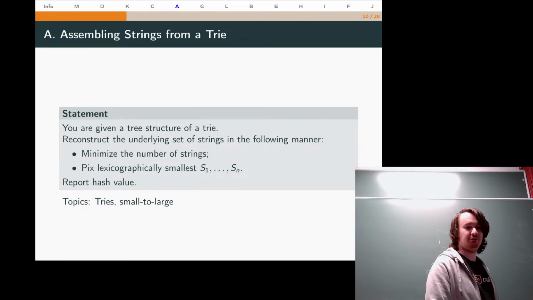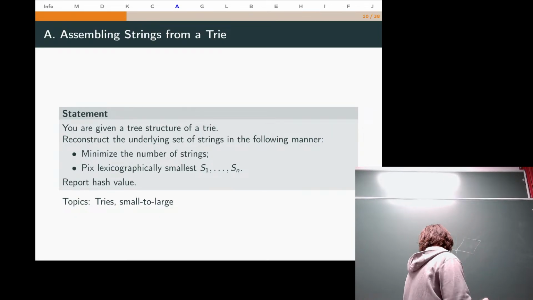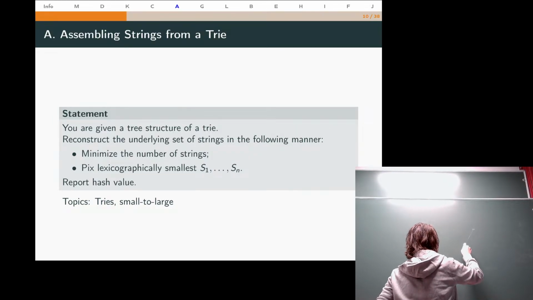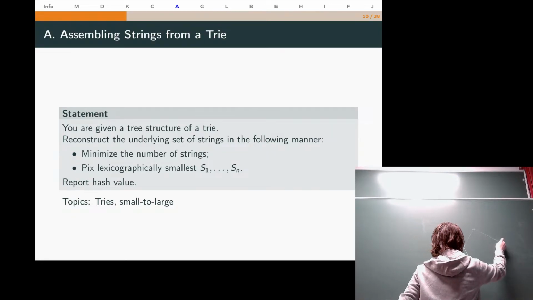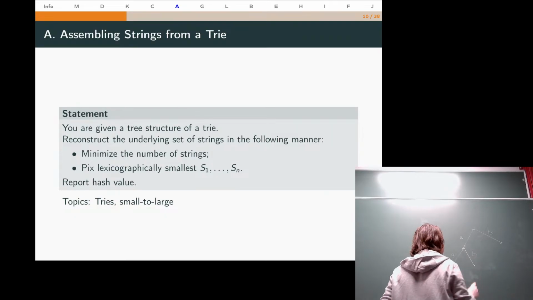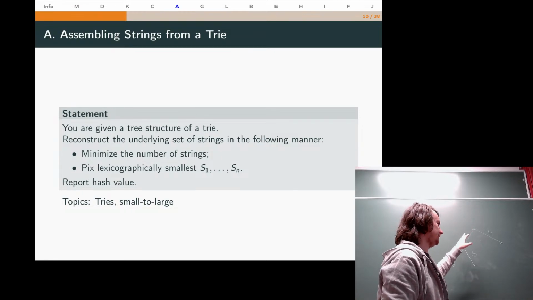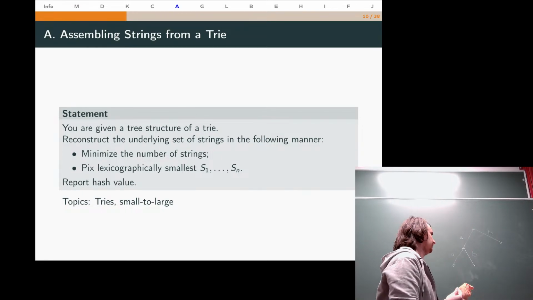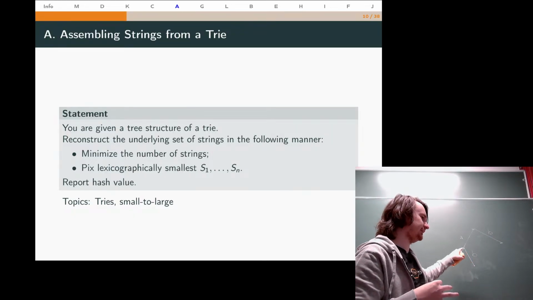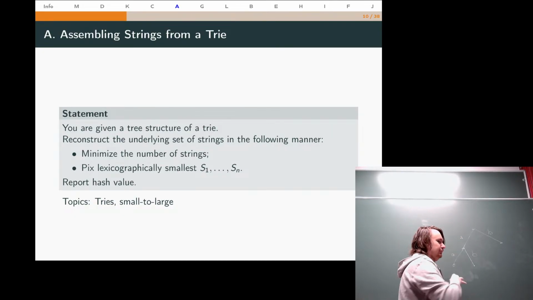In problem A, we are given a tree structure of some prefix tree. So the prefix tree is some tree where on each edge we have a character, like A, B, and we must maintain that the children of each vertex have distinct characters on all edges. So we are not given the labels on the edges, but we are given the tree structure. We are only given, for each node in the tree, the parent of this node.